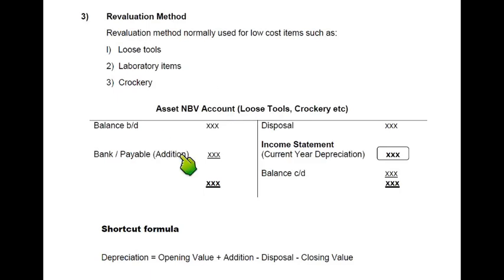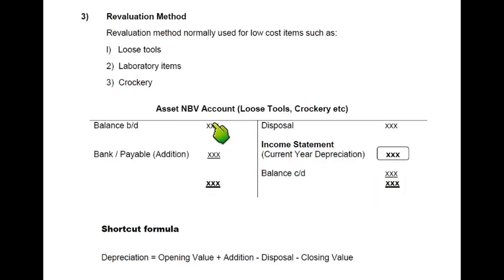So there are basically two ways to depreciate an asset using the revaluation method. The first method, that is more common, is that we make a T account. The T account is known as the net book value account. In a net book value account, we'll be starting with balance BD. As you are aware, these are all assets, and the nature of the asset is debit. So balance BD will always come on the debit side.